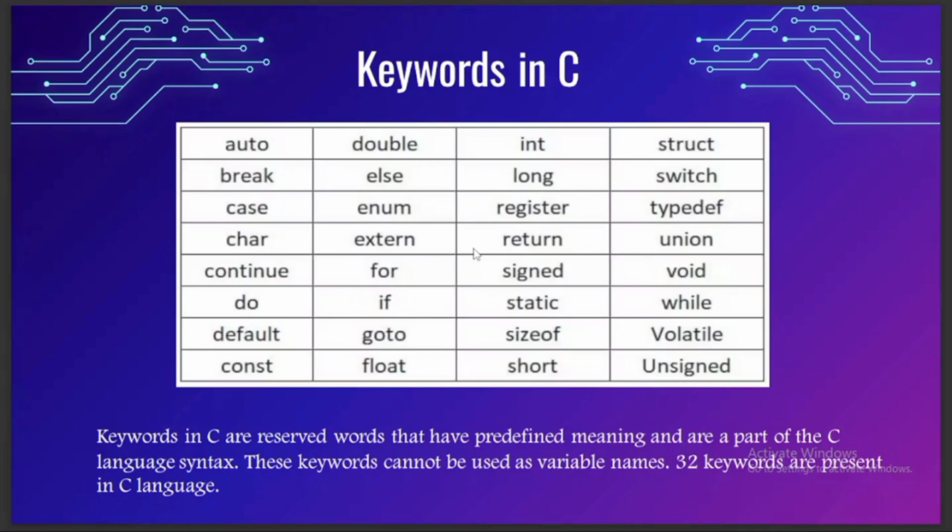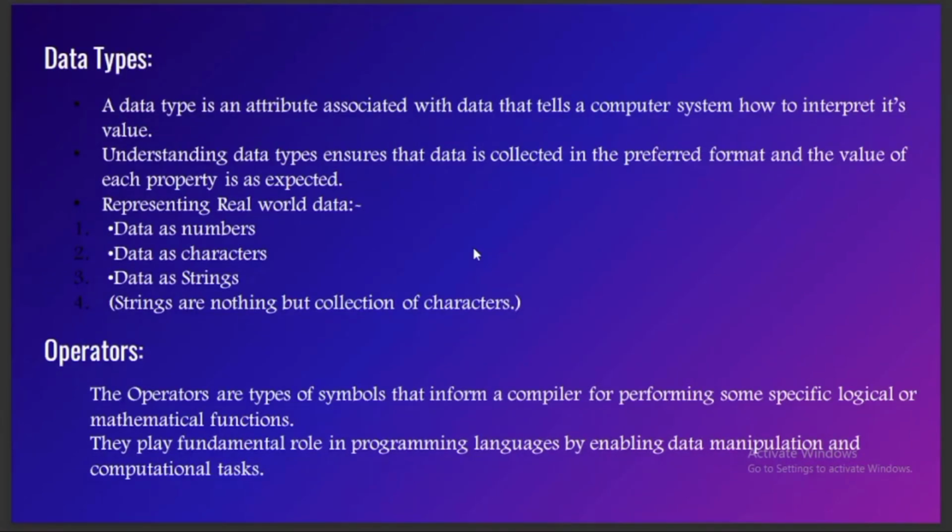Then getting into the next slide, that is data types. What are the data types? A data type is an attribute associated with data that tells a computer system how to interpret its value. Understanding data types ensures that data is collected in the preferred format and the value of each property is as expected. We can represent the data types in three ways: data can be represented as numbers, as characters, and as strings. We know that strings are nothing but a collection of characters. Here ends the operators. Now let's go to the next slide.